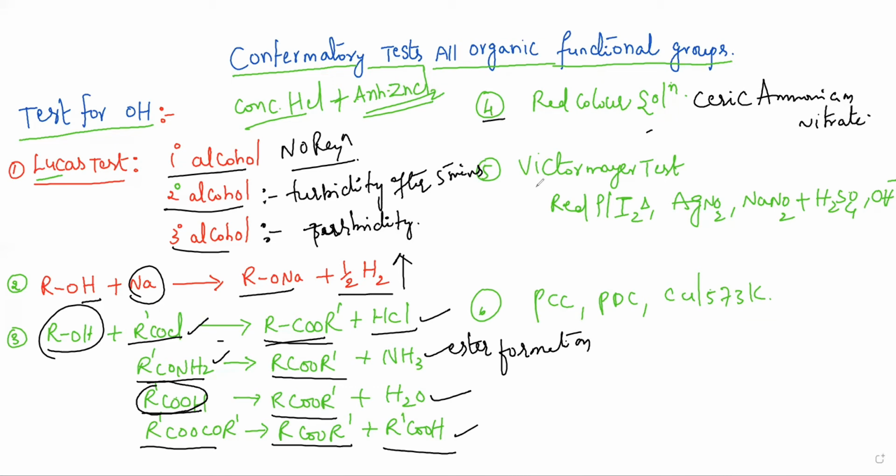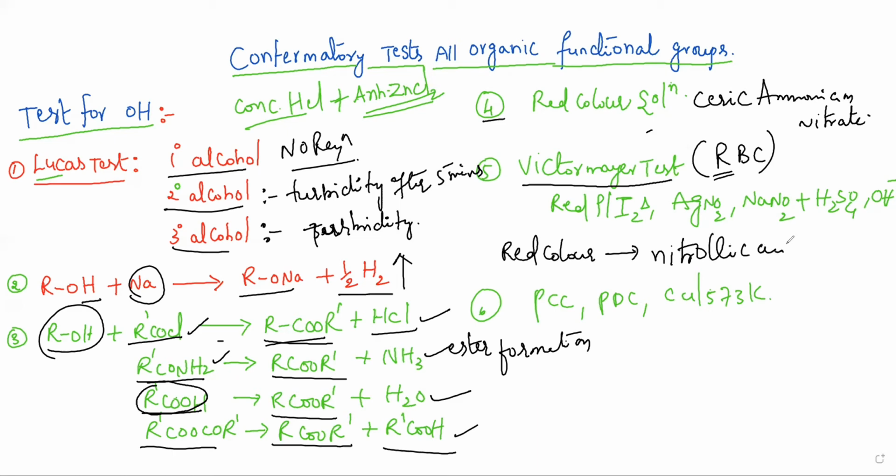Next one, very important, the Victor Meyer test. This test is also called the RBC test. That means primary alcohol will give a red colored solution, which is nothing but nitrolic acid salt. It is the biggest test, so if we want to discuss it separately, it takes a lot of time, so we can discuss it in a separate video. So the red color solution given by primary alcohol is nothing but nitrolic acid salt.